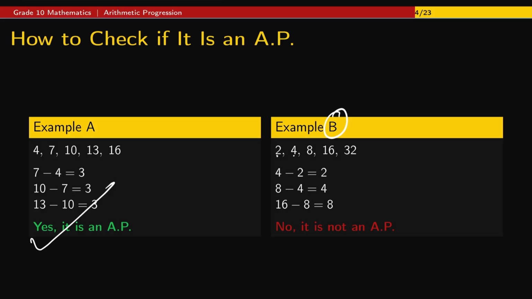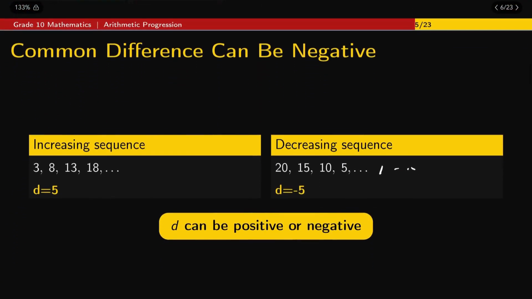Now look at this example B, guys. 2 minus 4 is what? Is 2. What about 8 minus 4? I get 4. So you can see that 2 is not the same as 4. So this is not an arithmetic progression, guys.